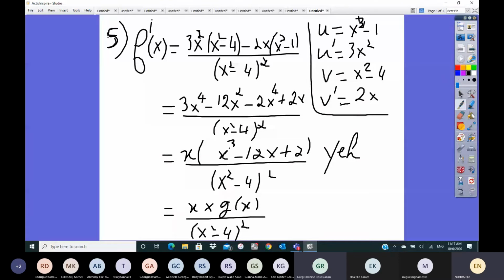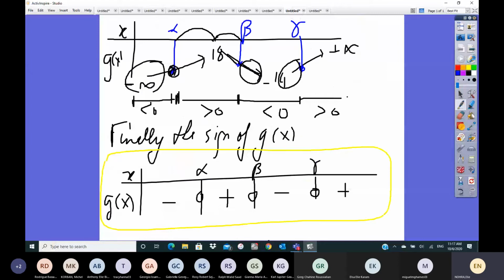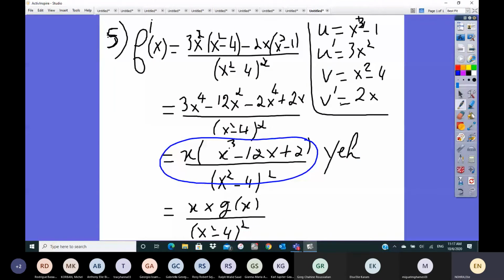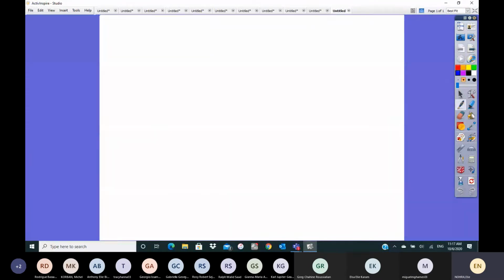Why? Because if I didn't ask you about the function g of x, this would be a hell here. This would be very difficult to study. But since we already studied the sign of g of x, look at it, it's over here. So only now can I continue the exercise. And this is the importance of g of x.